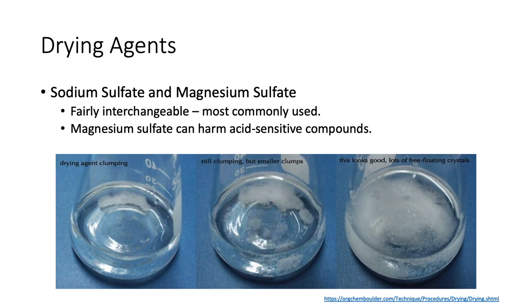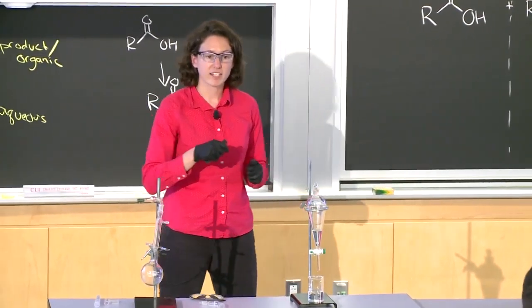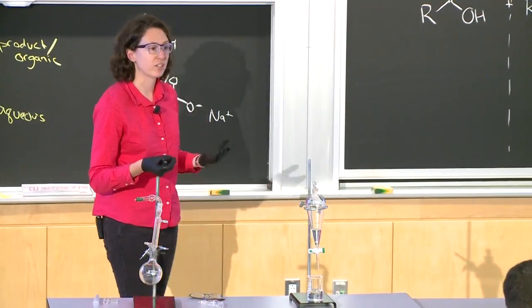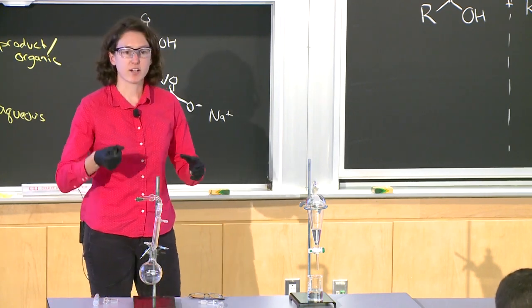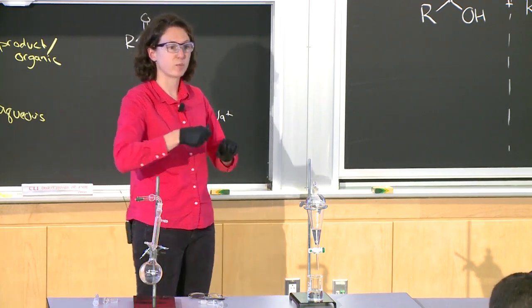It'll look kind of like a snow globe. It'll swirl around and be free-flowing crystals, and that is how you know when you are done, when it doesn't clump up anymore. So you don't need to go over and weigh it. I think there's an approximate weight in your lab manual, usually maybe around a gram. But don't bother weighing this out. You can just kind of eyeball it, scoop in a little bit at a time.